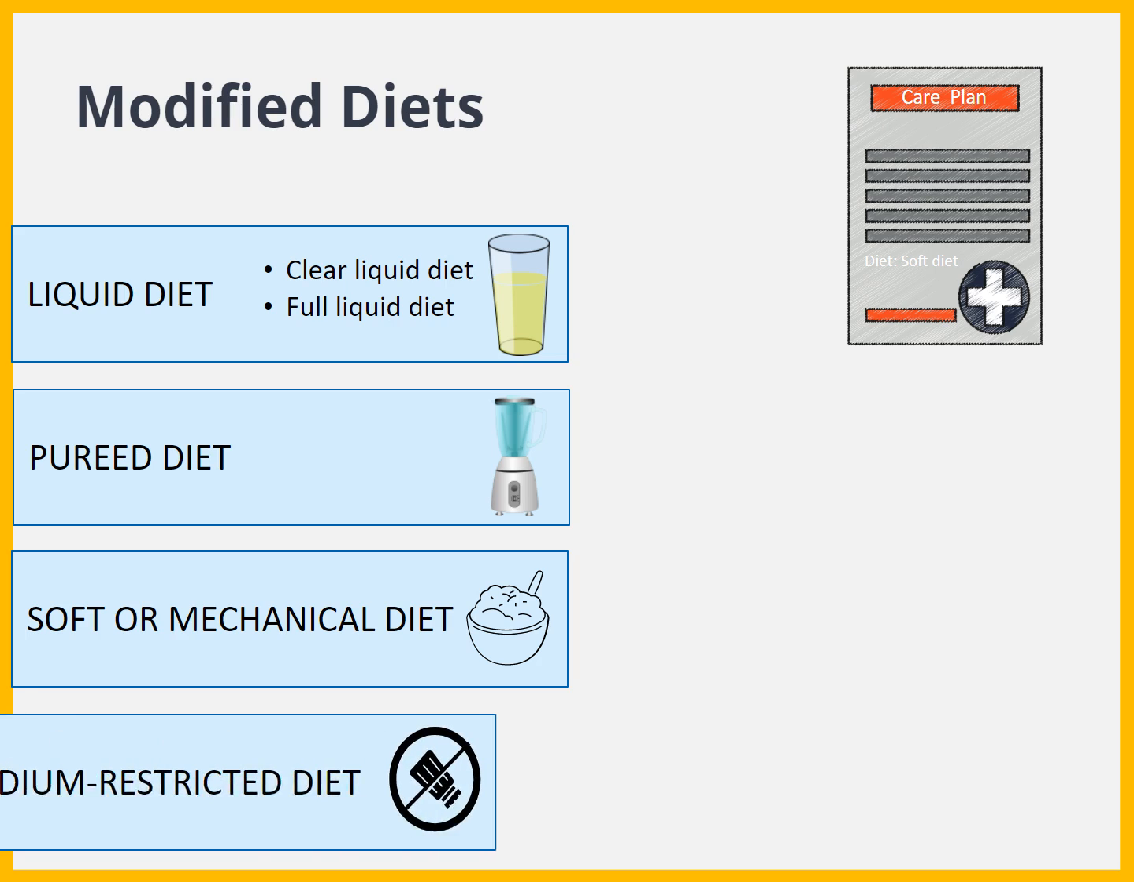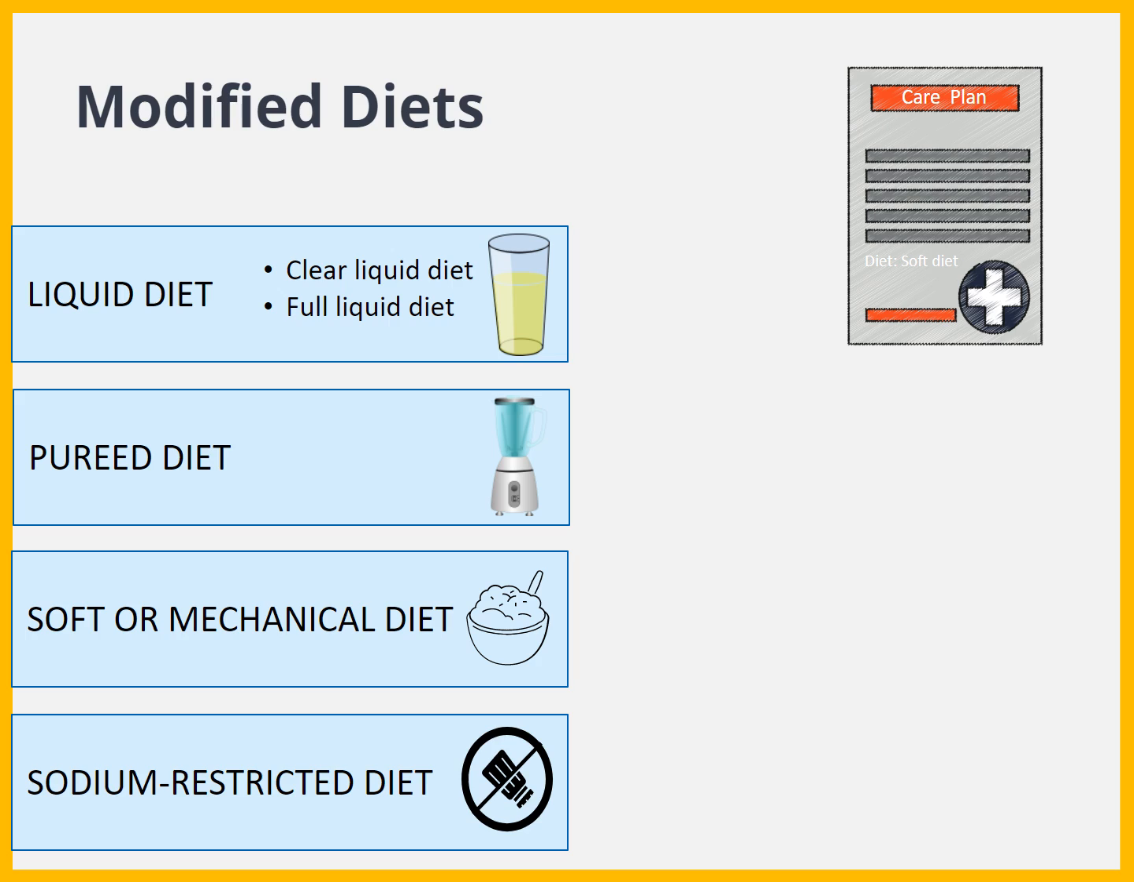A sodium-restricted diet may be ordered for clients with heart or kidney disease, fluid retention, or high blood pressure. Salt is not added when the food is prepared, and salt should not be available at the client's table. Sometimes a salt substitute may be approved by the doctor and used to add flavor to the food. Processed foods that are high in salt should be avoided, such as bacon, lunch meat, pickles, and salty snacks.